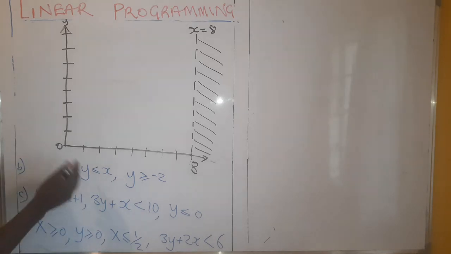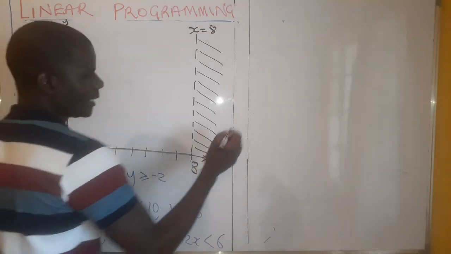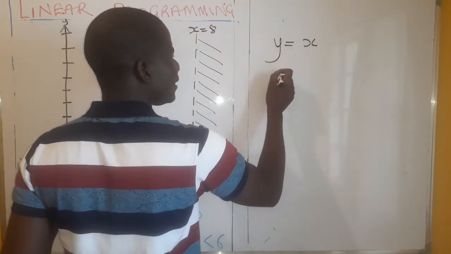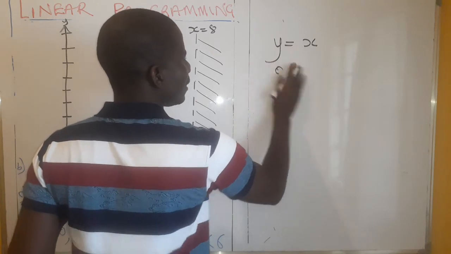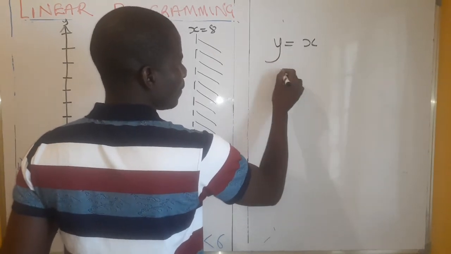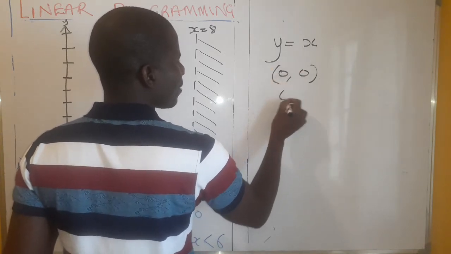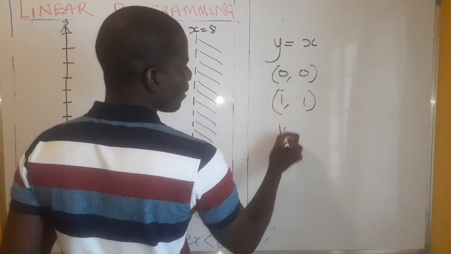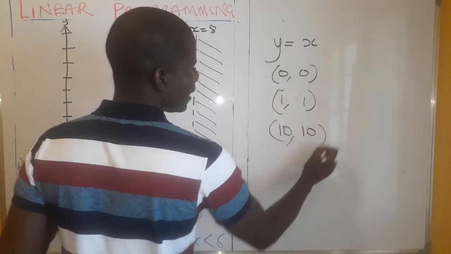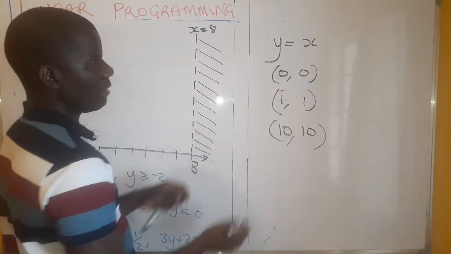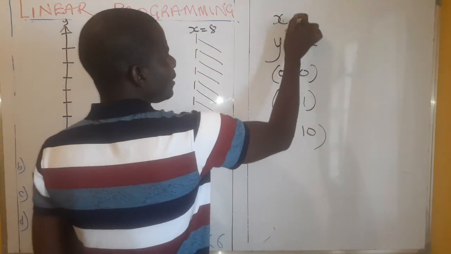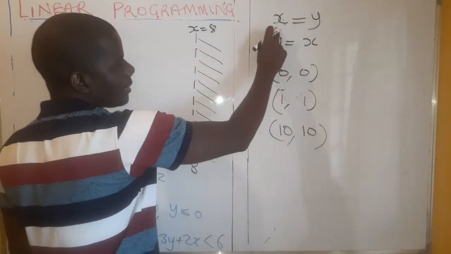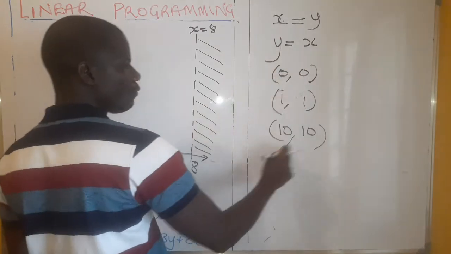This, in terms of an equation, it is equal to what? Y equals x. If the y coordinate is 0, then x equals 0 also. If the y coordinate is 1, even the x coordinate is 1. If the y coordinate is 10, even the x coordinate is 10, and vice versa. Even if we say x equals y, it will still be the same thing. If x equals 0, y equals 0.